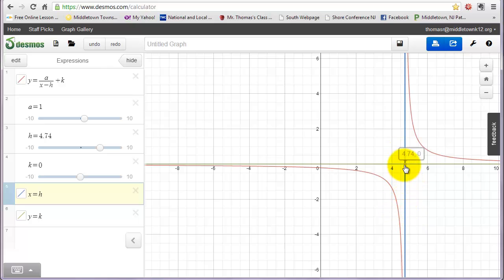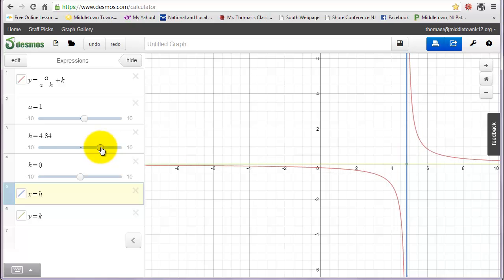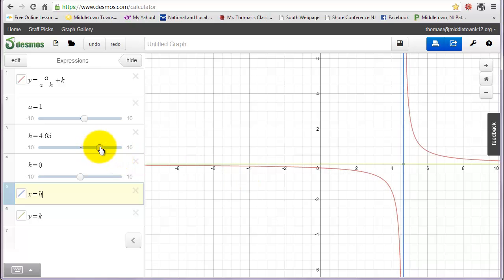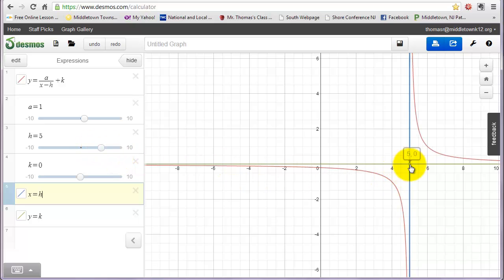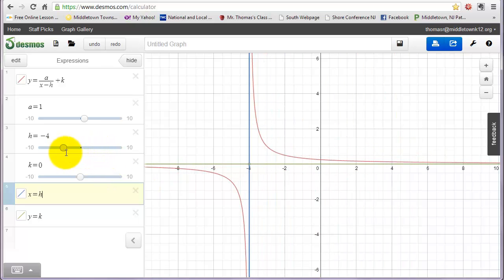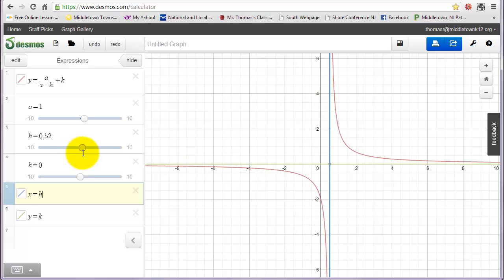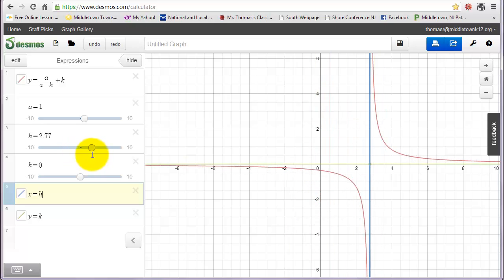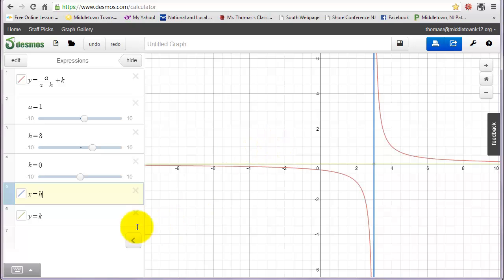The vertical asymptote here is, let's set this to an integer number, at 5. If we set h as 5, it's at 5. Our vertical asymptote is at x equals 5. This is the line x equals 5. Likewise, if we go negative, we're going to shift it to the left. So let's have it shifted, say, 3 to the right.